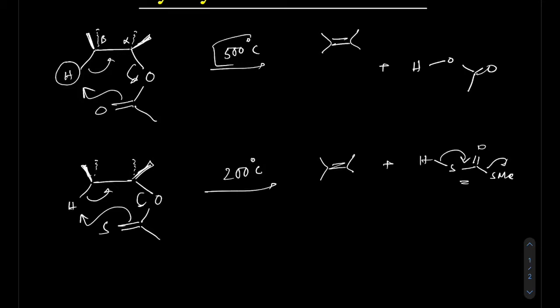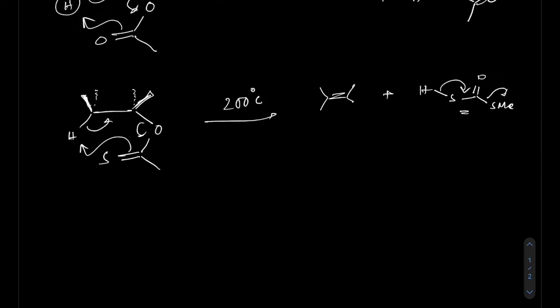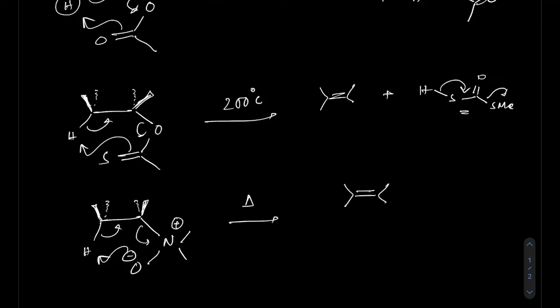Finally, the Cope-type elimination, which is also very important, occurs with a primary or secondary amine on treatment with a peracid. This generates an N-oxide type product, and it also forms a five-membered transition state and gives a similar type of product. It can happen at low temperature.